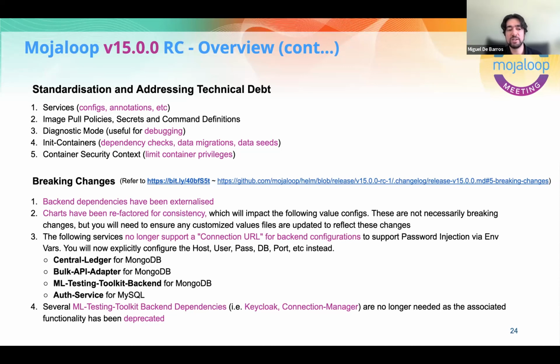That's why it's also a major release. I would say these breaking changes are not really breaking because you can work around them, but they're things you need to be cognizant of if you're deploying version 15, right? So once again, the backend dependencies have been externalized. This is really the biggest breaking change, right? If you were deploying Mojaloop with those backends that were included as part of the deployment, you will need to do some migration in terms of how you do that.